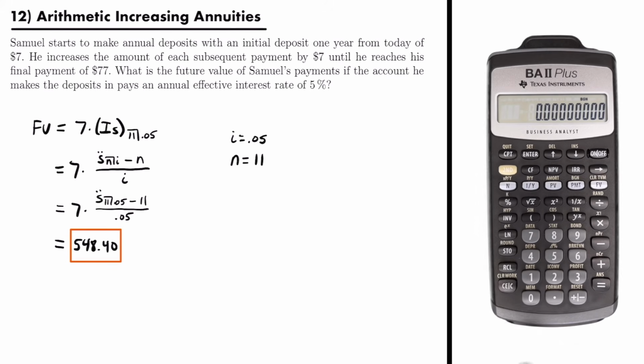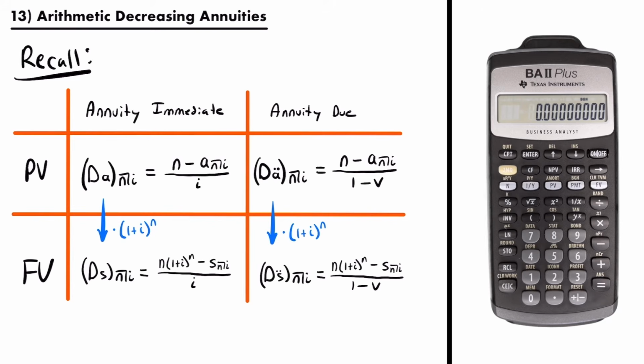Okay, so let's clear our work, and then we'll move on to our next topic. All right, so next we're going to talk about how to calculate an arithmetic decreasing annuity in our calculator. And this is very similar to how we calculated an arithmetic increasing annuity, except the formulas are slightly different. And so in this case, recall that these are the formulas for an arithmetic decreasing annuity, whether it's the present value or future value, or it's an annuity-immediate or an annuity-due. Right? These are the formulas that we would use to calculate that arithmetic decreasing annuity.